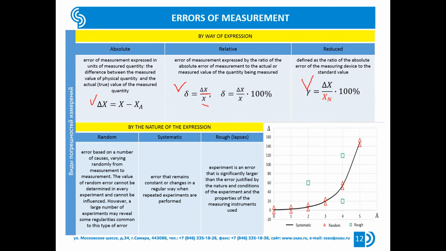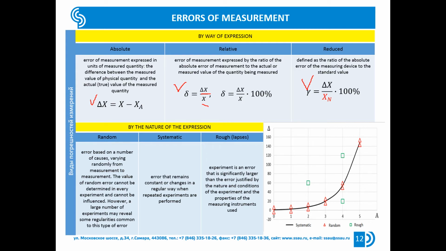A random error is an error based on a number of causes, varying randomly from measurement to measurement. The value of random error cannot be determined in every experiment and cannot be influenced. However, a large number of experiments may reveal some regularities common to the type of the error. A systematic error is an error that remains constant or changes in a regular way when repeated experiments are performed. Depending on the source of origin, the following types of systematic errors are distinguished: methodological error, instrumental error, subjective error.